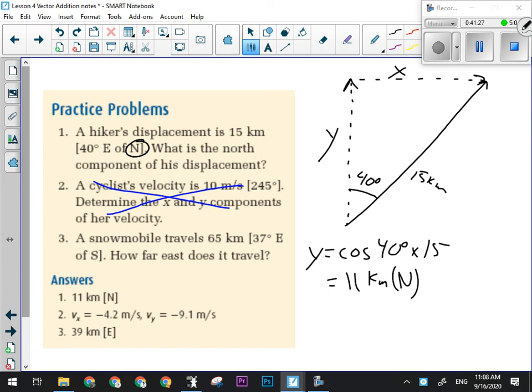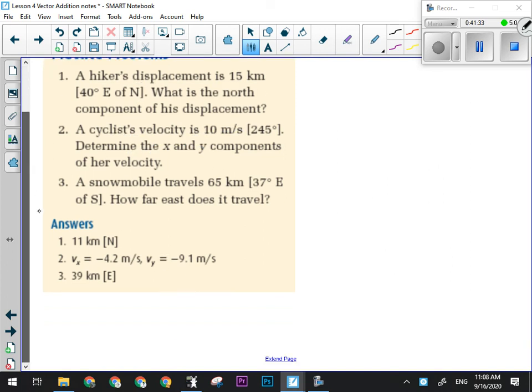Okay, how many people have done number 3? So for number 3, same thing. Got to draw the diagram first. 37 degrees east of south. Okay, there's my reference line, due south. I'm going 37 degrees east of that.